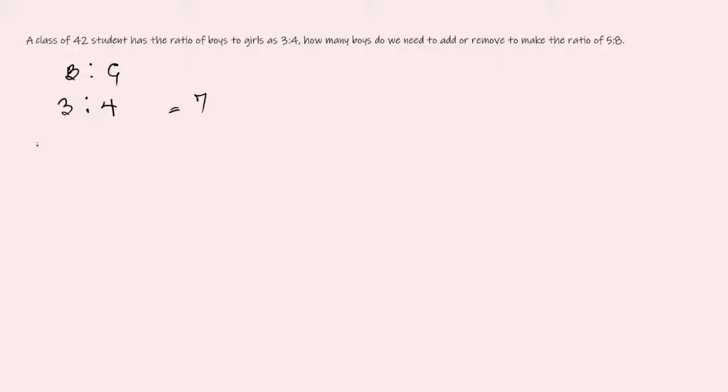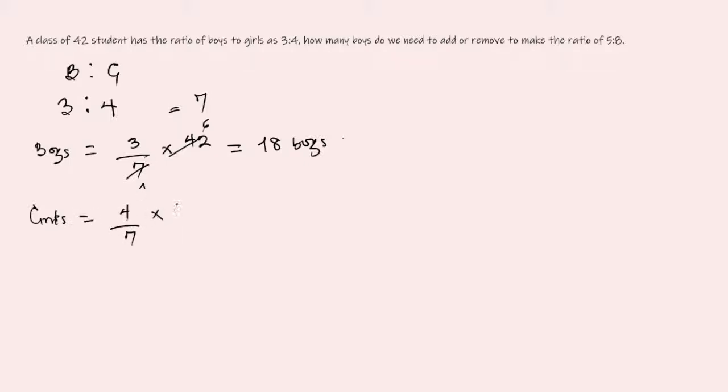So to get the number of boys, we have 3/7 multiplied by 42. And this results in, 7 here goes 1, 7 here goes 6. So 6 times 3 is 18 boys. Number of girls, 4/7 times 42. 7 into 42 is 6. 6 times 4 is 24 girls.